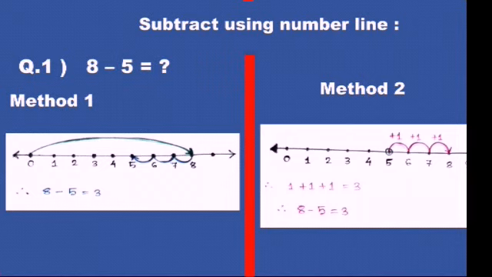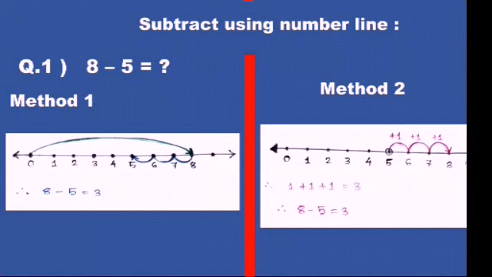Now let us start our second method. Before starting the second method, the procedure is different. See, we have to choose the smallest one first among the given numbers. So here, among 8 and 5, 5 is the smallest one. So we have to start from 5, then count up to 8, the bigger one.